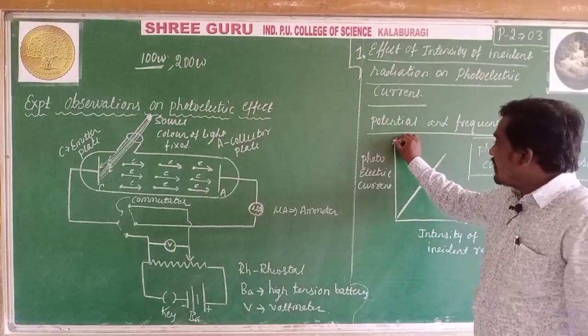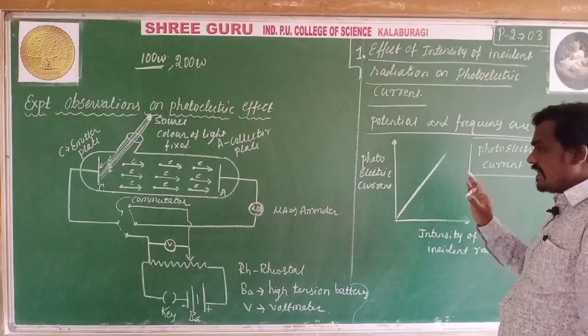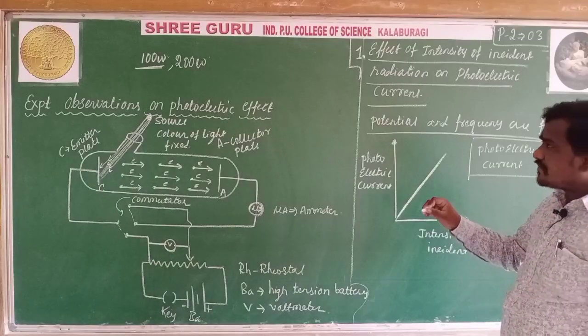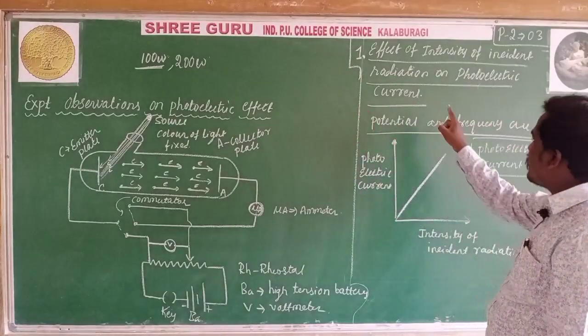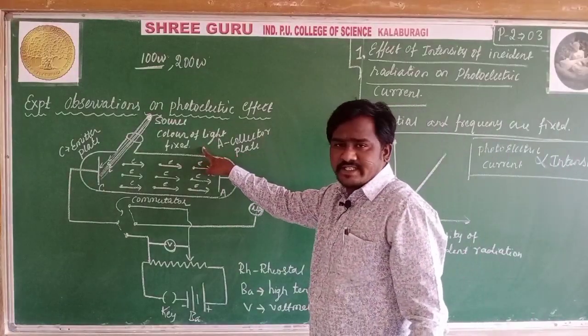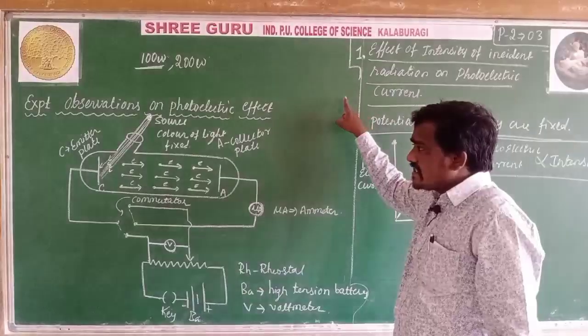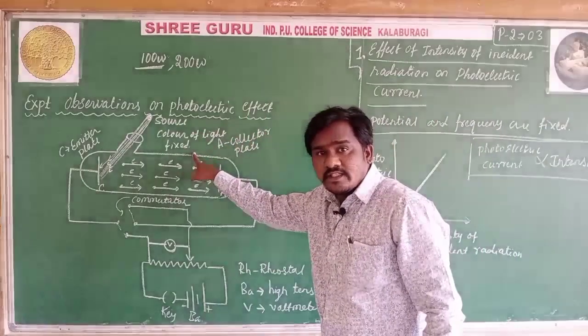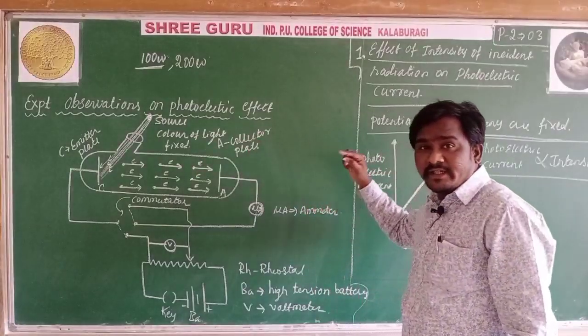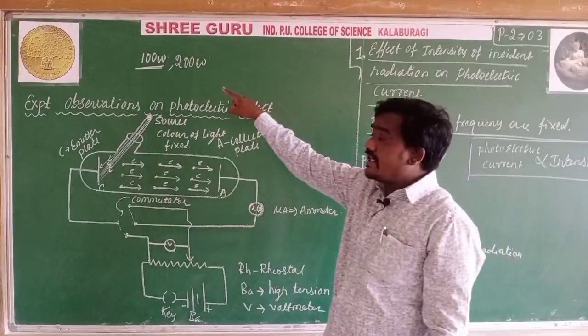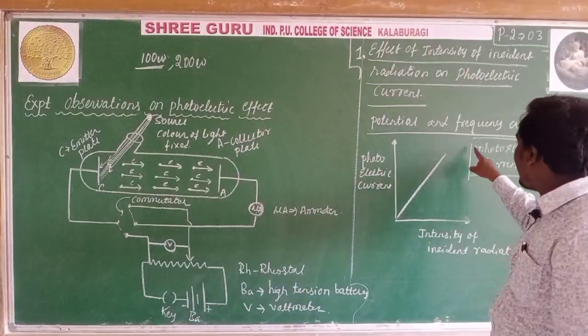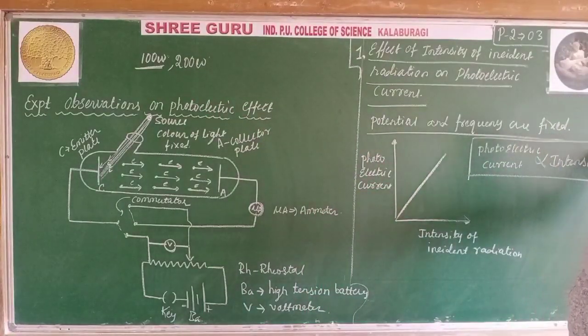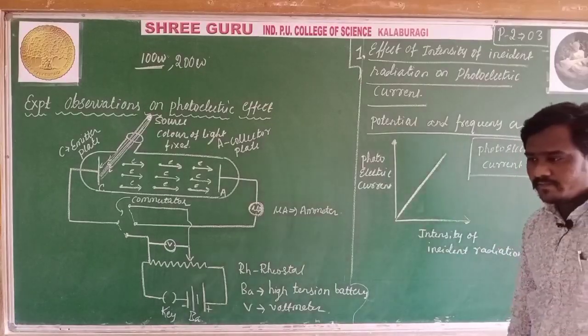This is the first effect. Listen here. As intensity increases, we fix the frequency. Frequency is not going to affect the photocurrent; only the intensity of light does. That's why we can say that the photoelectric current is directly proportional to the intensity of incident light. We will discuss the second one also.